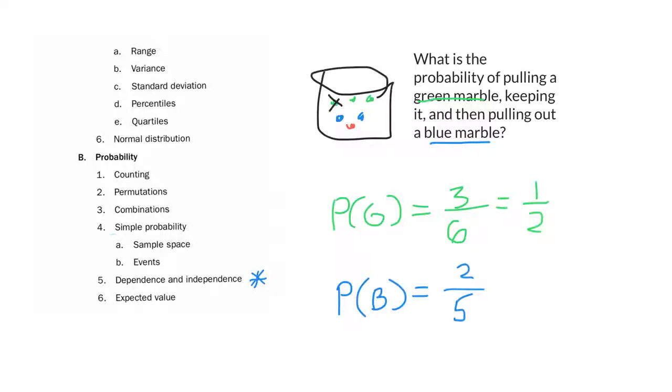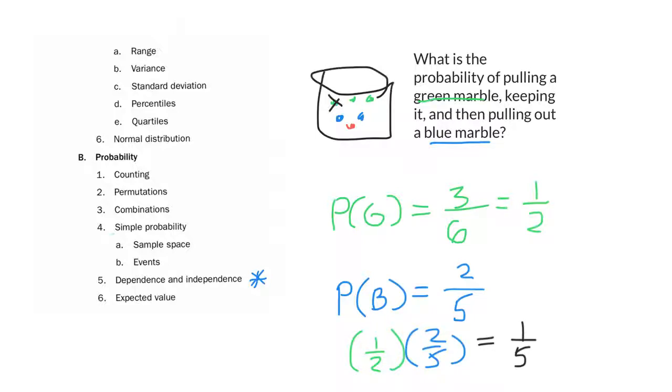And by the way, if we wanted to figure out what's the probability of pulling a green marble, keeping it, and then pulling out a blue marble, I just found out the probability of the first thing happening. I found out the probability of the second thing happening after the first thing happens. And then all you have to do is basically multiply the 2 fractions together, and that would give you the answer. And that turns out to be 1/5. There is a 1/5 chance that you will pull out a green marble, keep it, and then pull out a blue marble. All right, so that's how that works.